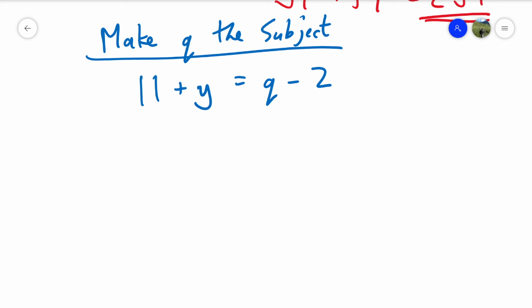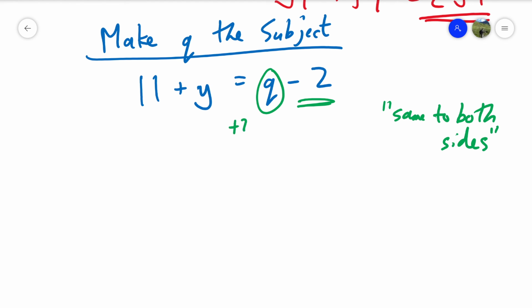I want to make Q the subject, which means I need Q on its own, so I need to get everything else away from it, which means I just need to get the -2. So what could I do? I could use one of my skills. I'm obviously going to use same to both sides. Same to both sides. I just want to write it just to kind of reinforce the learning at this point.